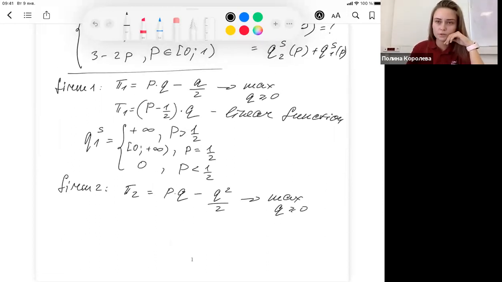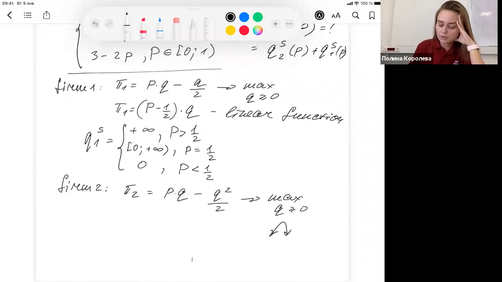And this we will maximize by choosing quantity greater or equal than 0. The profit of the second firm is a quadratic function with a graph parabola branches down. So it will be like this, and we will have a maximum if we find the optimal quantity.